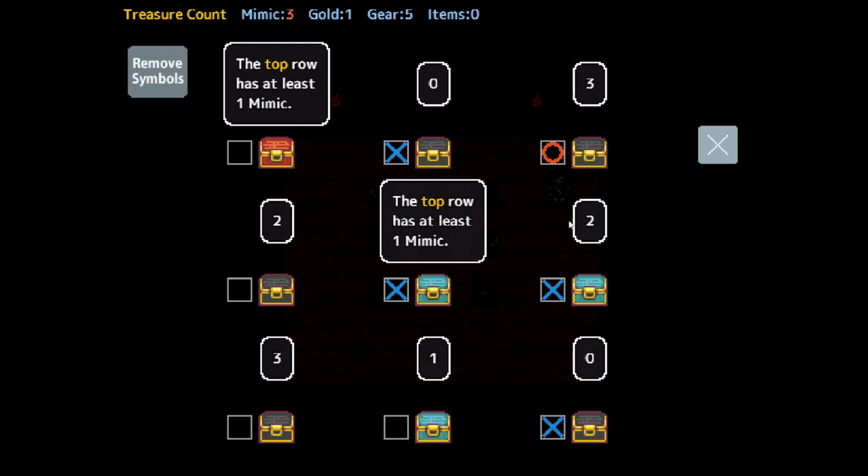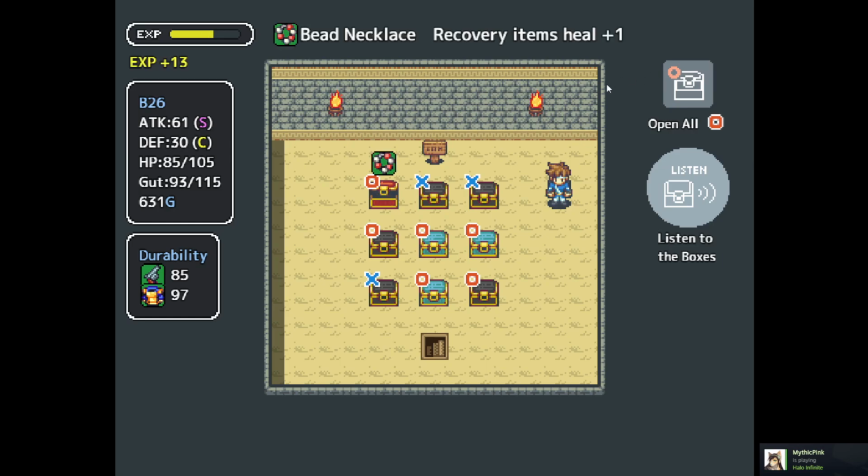Okay. Alright, so this 3 is lying. Which means that 0 is lying. Top row is at least one mimic, that is true. Top row is a mimic, that is true. That looks true. If this is true, then it has to be one of those. And yeah, that looks all good. Yep. Boom, boom, boom, boom. Yep.